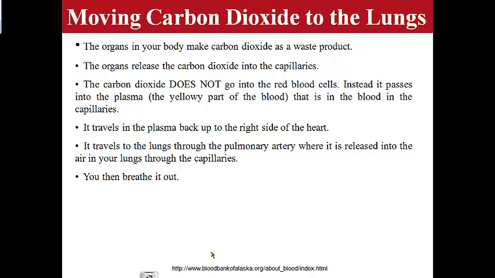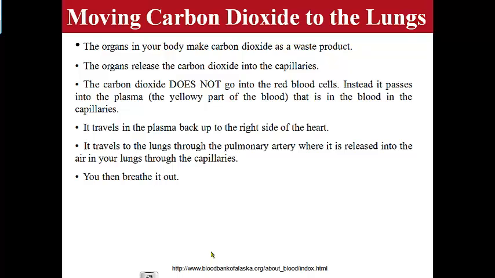When you're moving carbon dioxide to your lungs, basically your organs make carbon dioxide as a waste product. As your organs are working and moving, they make all this carbon dioxide, and they release it, and it travels through those itty bitty little capillary walls and goes into your plasma. If you remember, we talked earlier, your plasma is like the yellowy liquid part of your blood. So it does not go into your red blood cells. The carbon dioxide goes into your plasma.